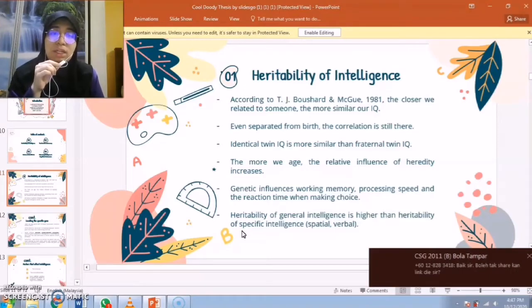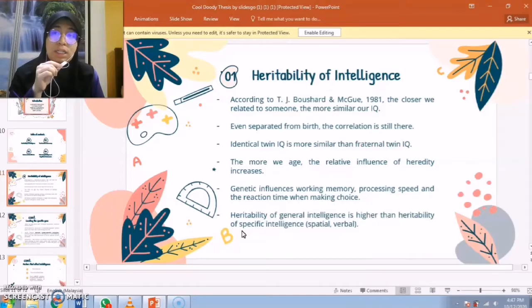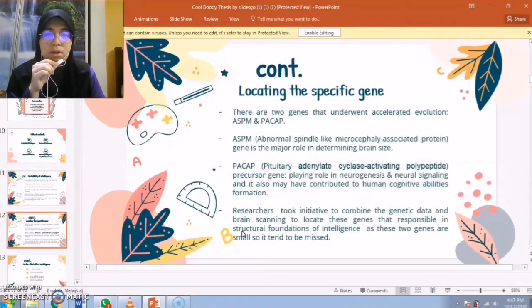But this heritability of general intelligence is higher than the heritability of specific intelligence like spatial, verbal, or emotional. So, locating the specific genes: which genes play important parts in IQ? There are two genes that underwent accelerated evolution, ASPM and PACAP. ASPM is the abnormal spindle-like microcephaly associated protein gene, which plays a major role in determining brain size.